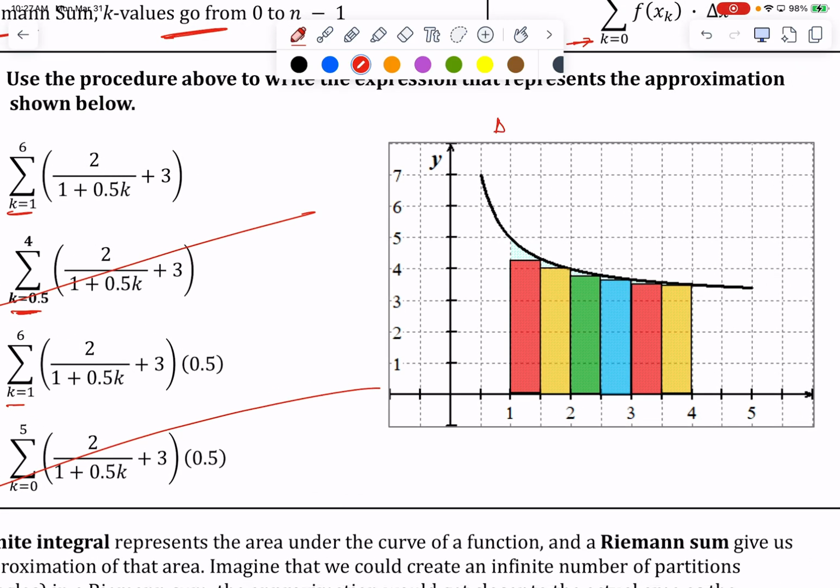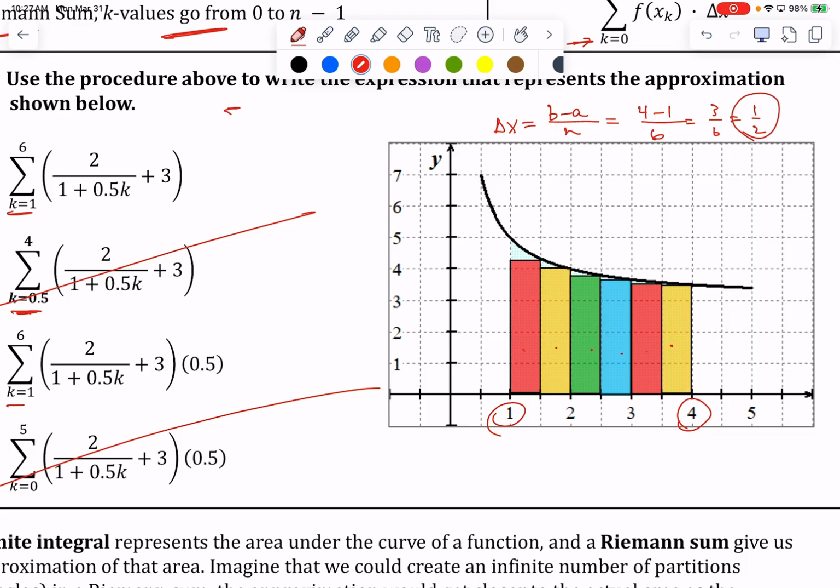How do you do width? b minus a over what? Now, most of you can just look at it down there and see what the width is. But let's go through the process. What is the b? 4. What is the a? 1. So it's going to be 4 minus 1 over, how many rectangles are there? There's 6. So we're going to get 3 over 6 again, which is what? 1/2. So it's times a half.